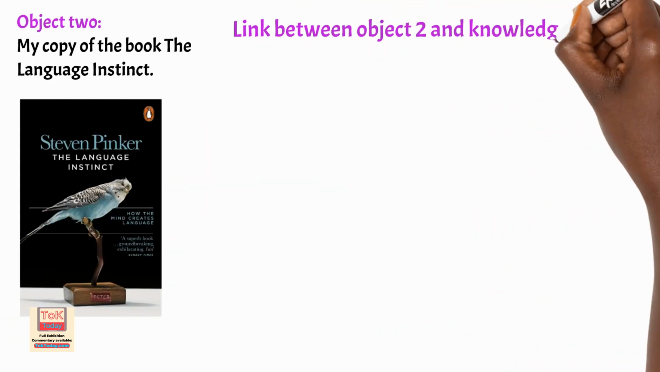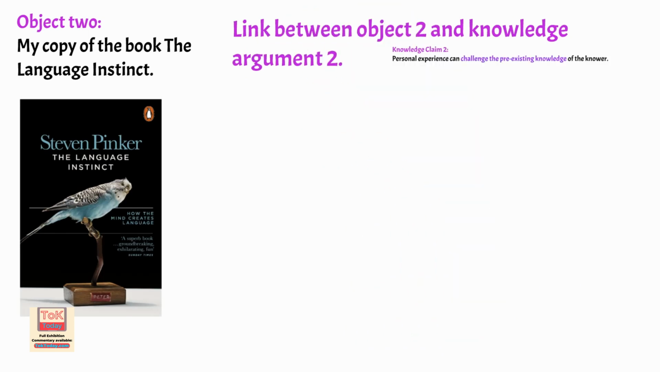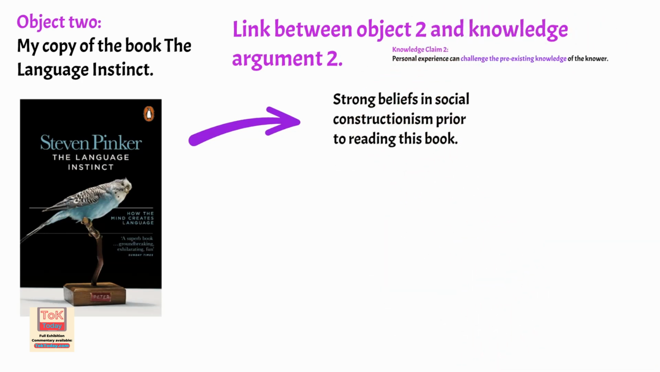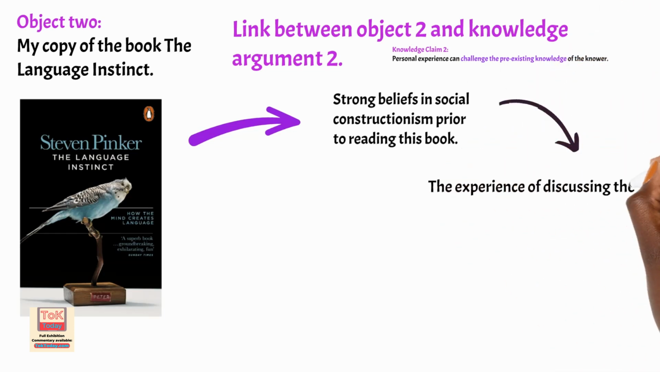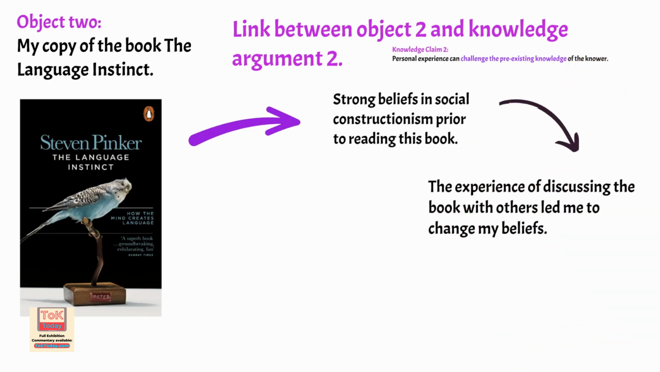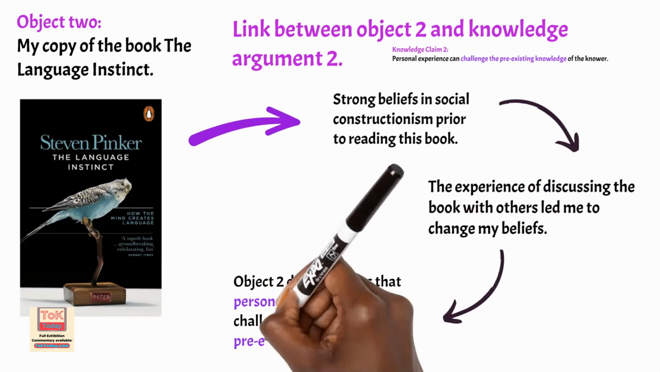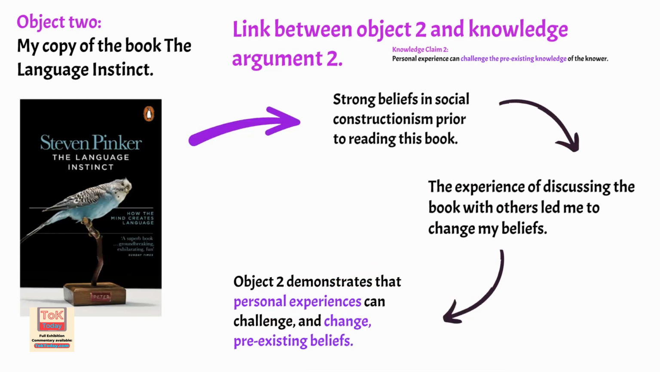So now we have to link object 2 to knowledge argument 2. And remember that knowledge argument 2 is that personal experience can challenge the pre-existing knowledge of the knower. And in this I'm saying that I had strong beliefs in social constructionism before I read this book. But the experience of reading the book and then discussing the book with others led me to change those beliefs. So the importance is placed upon the experience of the discussion after reading the book, and I'm arguing that Object 2 demonstrates that personal experiences can challenge and change the pre-existing beliefs of the knower.